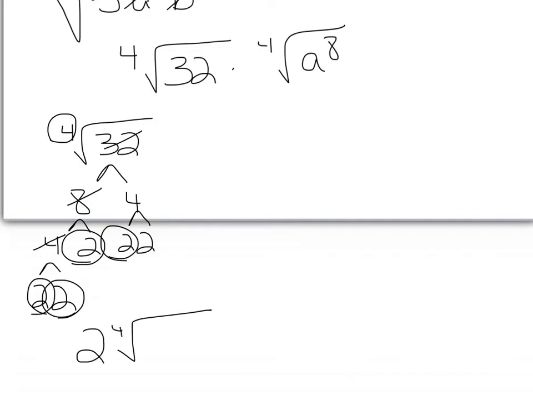And then anything I have left, I usually put in boxes, just in case I have more than one thing and then I know what to multiply together. So it's going to be 2 times the fourth root of 2.